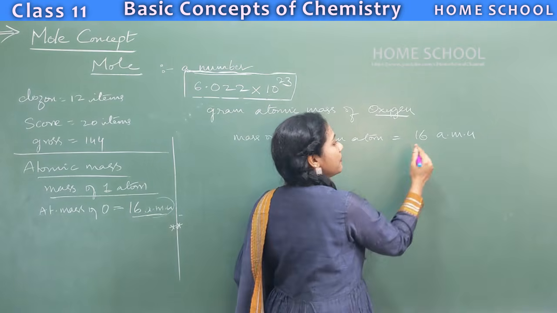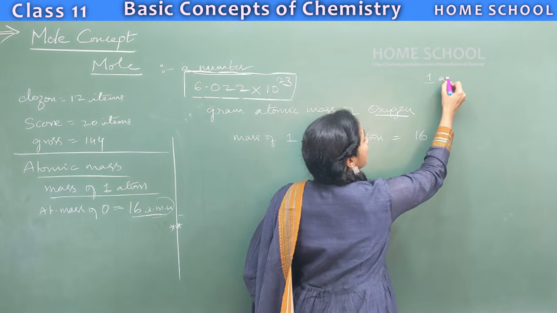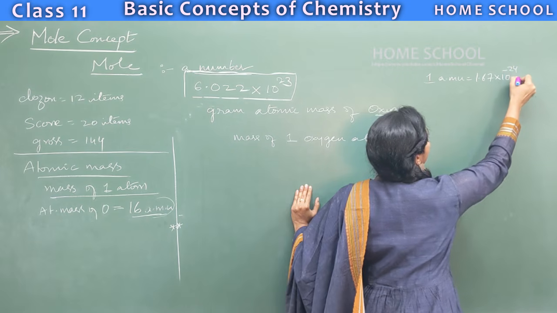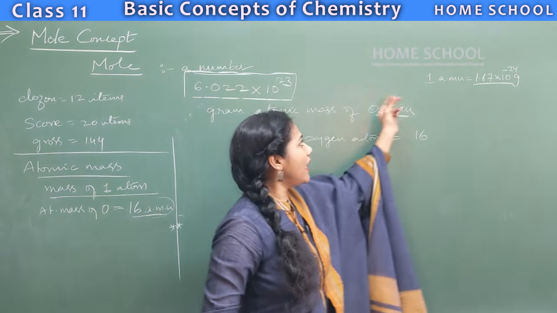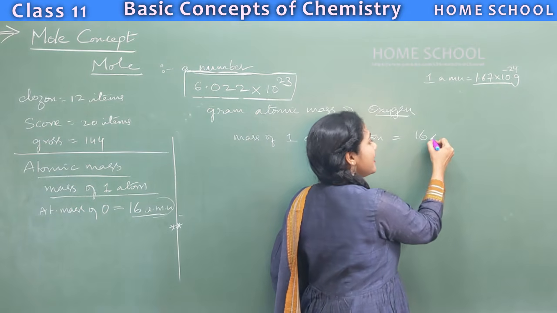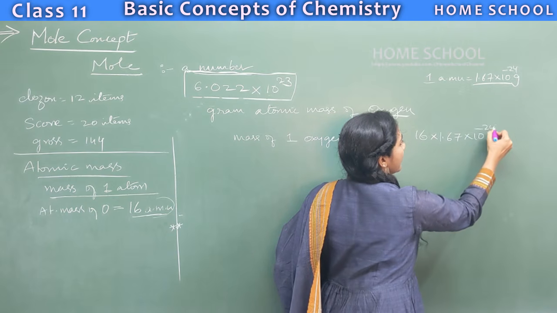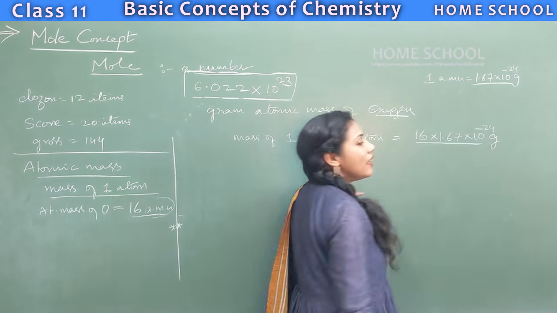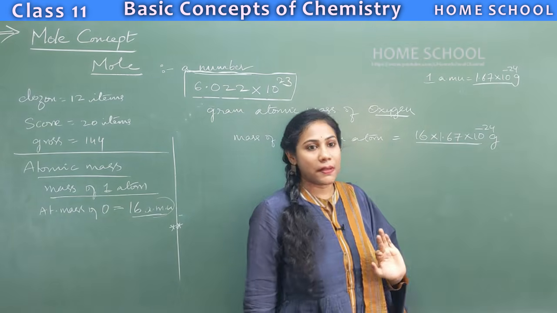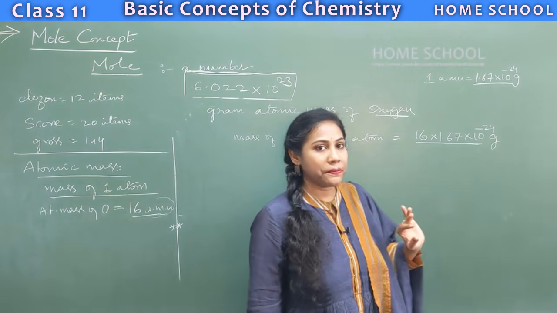So instead of AMU, let us write this 16 AMU in grams. How do you write 16 AMU in grams? We know 1 AMU is equal to 1.67 × 10^-24 grams. So I will substitute that 1 AMU value here. That means 16 AMU is 16 × 1.67 × 10^-24 grams. So instead of writing in AMU, I am writing this in grams, because 1 AMU is equal to this much. So here the mass of one oxygen atom is this many grams.